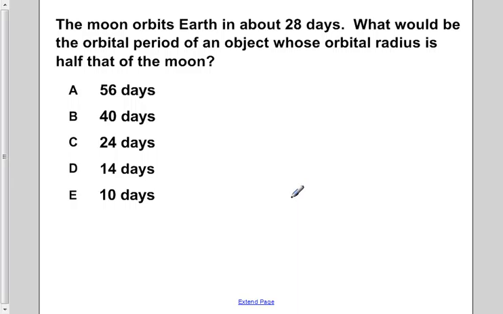The Moon orbits Earth in about 28 days. What would be the orbital period of an object whose orbital radius is half that of the Moon?